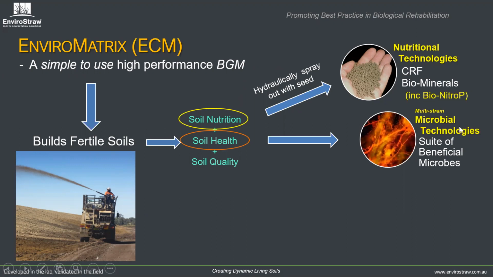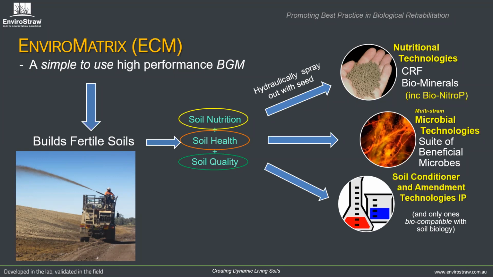Included is a multi-strain microbial technology, a suite of about 22 beneficial microbes that we've specially selected to go into really hostile environments. And then we look at the soil conditioners and amendment technology, and we only use biocompatible ones that are not going to affect our microbiology. All of our programs are based on comprehensive soil tests, and then we look at using those to work out the application rates and look at the climatic conditions. We look at what's happening with the slopes that we're applying this stuff to, and so on.